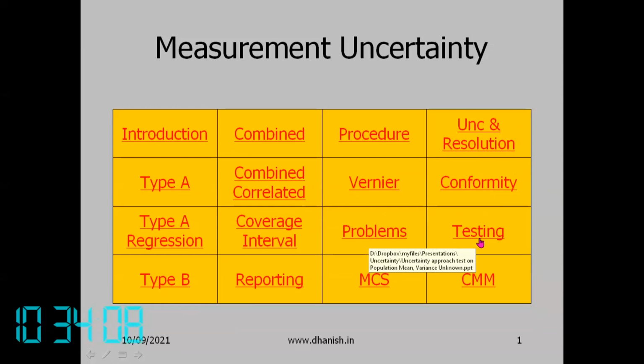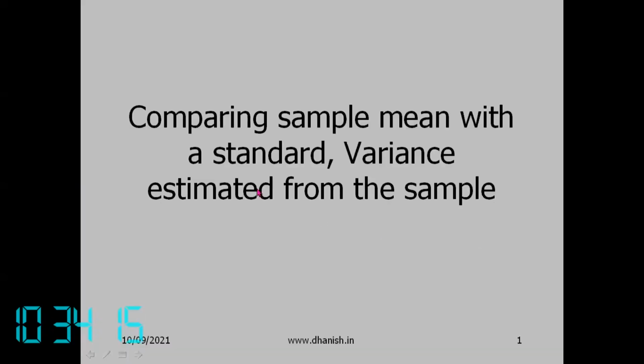Or we compare two products, which is better? How do you decide? Okay, so you have learned this approach in a different way in statistics. So now we'll use the uncertainty approach. So compare the sample mean with the standard, with the variance estimated from the sample. So the variability, the variance, is estimated from the sample itself.